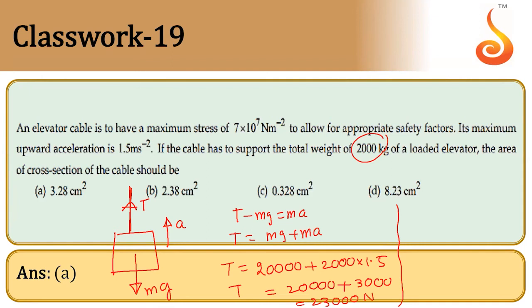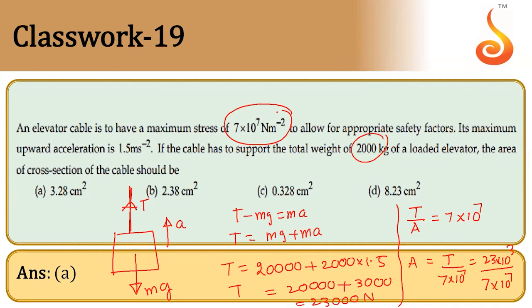Once we get the tension, what is the maximum stress allowed? This is the maximum stress allowed. So tension in the cable divided by cross-sectional area gives you the stress. Am I correct, children? Okay, so what is cross-sectional area? Tension divided by 7 into 10 to the power of 7, that is 23 into 10 cubed divided by 7 into 10 to the power of 7. You will get first area in meter square, then convert that into centimeter square. Can you do that? Do that.